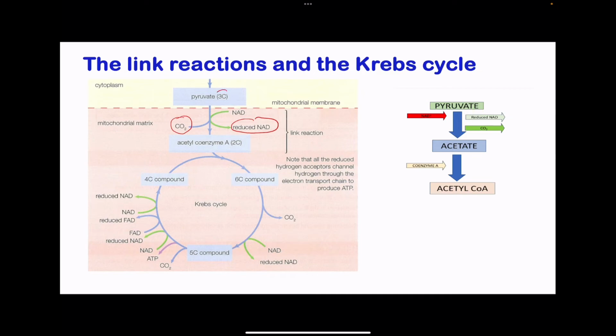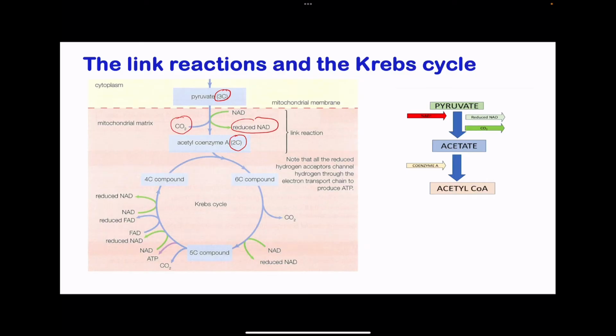So the 3-carbon molecule that entered is now a 2-carbon molecule that enters into the Krebs cycle. And the Krebs cycle is a series of biochemical steps that lead to the complete oxidation of glucose. In the end, we're going to produce carbon dioxide, as well as some electron carrier molecules like reduced NAD and reduced FAD, which will go into the electron transport chain.